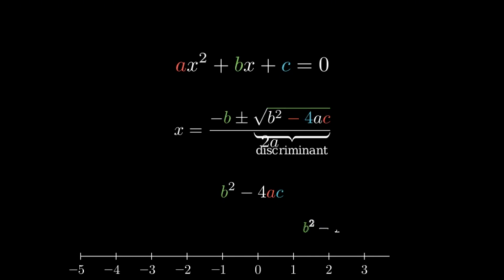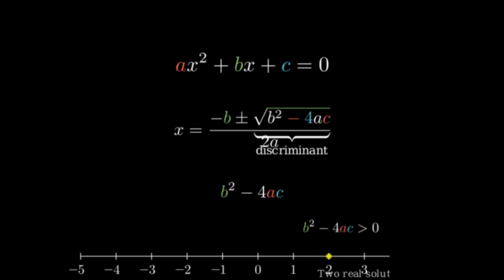When the discriminant is positive, that is, when b squared is greater than 4ac, the quadratic equation has two distinct real solutions. This means our solutions will be two different points on the number line. For example, if we had x squared minus 6x plus 8 equals 0, the discriminant would be 36 minus 32, which equals 4. Since the discriminant is positive, we get two real solutions, x equals 2 and x equals 4.